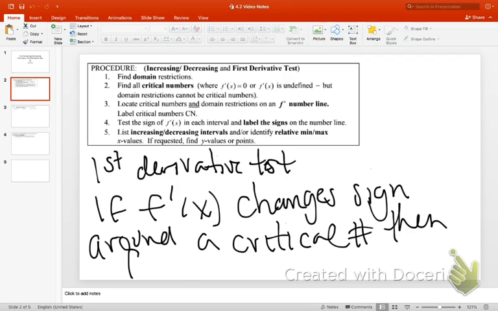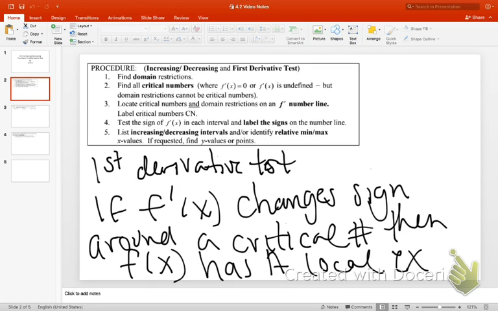Then f of x has a local or relative extrema at that point. So basically, we're analyzing the sign of the derivative. If a function is increasing and then it changes at this maximum point and starts to decrease, the derivative of any point on this increasing function will have a positive slope.